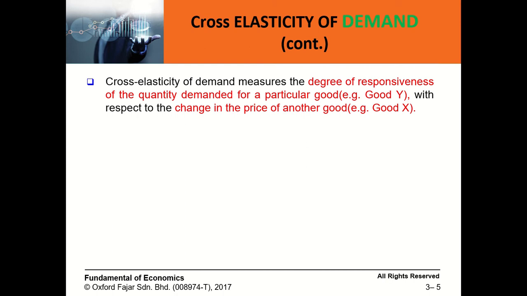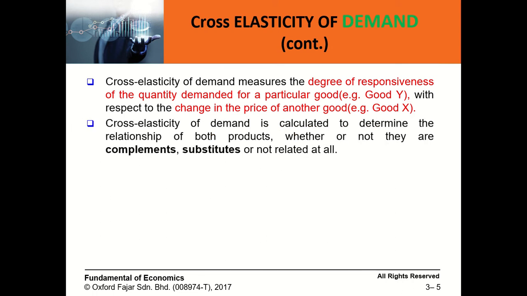Now, as we know, cross elasticity of demand measures the responsiveness of quantity demanded for a particular good, for example good Y, with respect to the change in the price of another good X, or vice versa. So basically, the idea is exactly like price elasticity of demand, except here there are two goods, good X and good Y. That's why we call it cross.